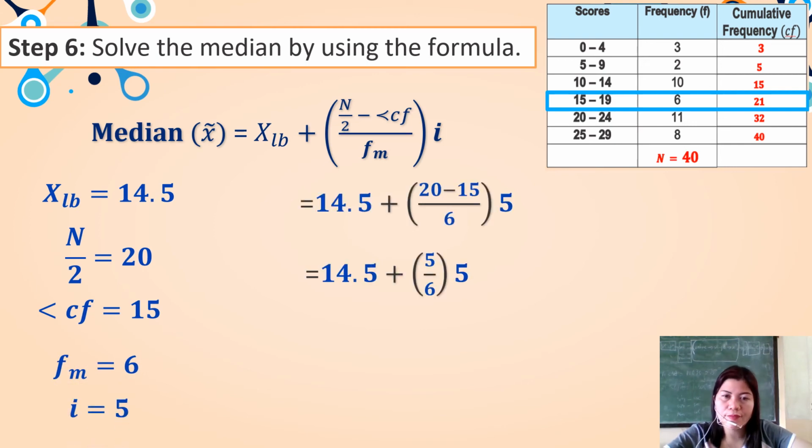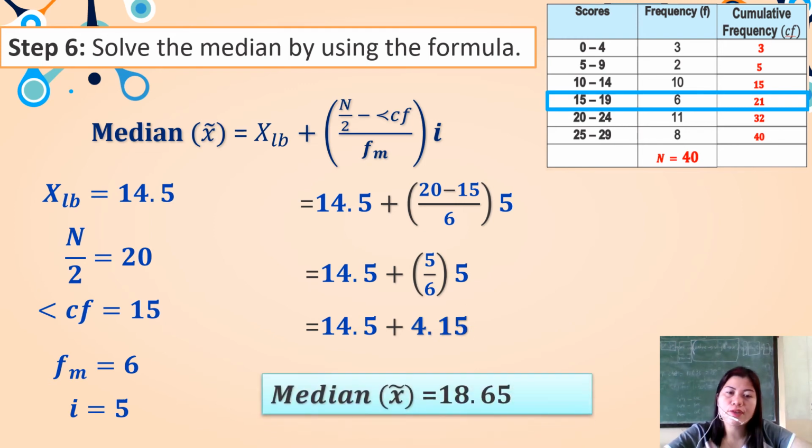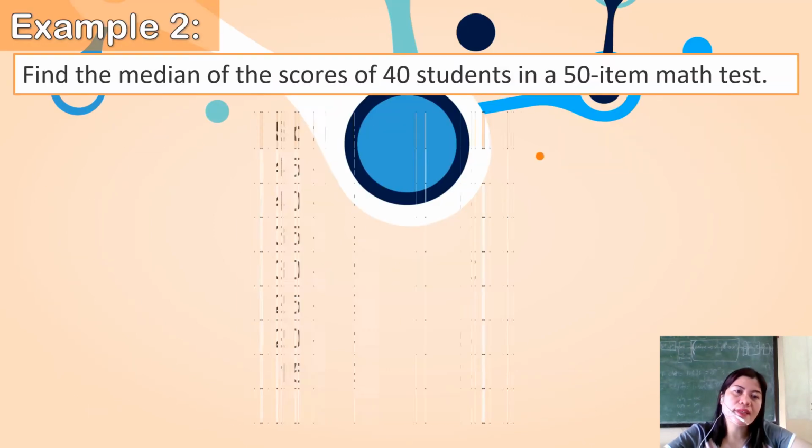I is 5. So, substitute all of this. After that, we simplify. So, therefore, the median is 18.65. Okay? So, let's say another example.